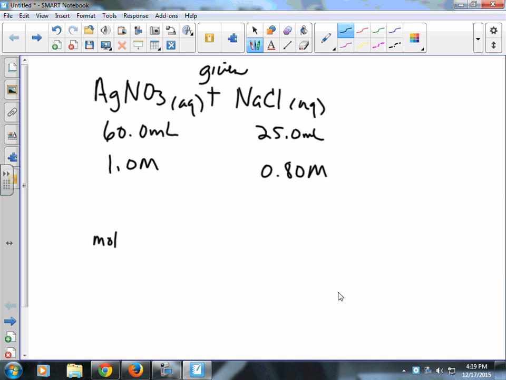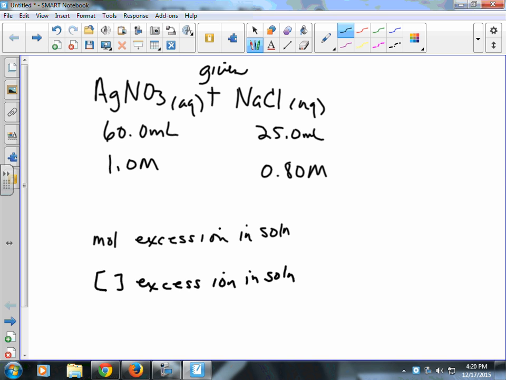In the bonus, you have to find moles of the excess ion in solution. Then you have to find the concentration of that excess ion in solution. And remember, concentration is moles per liter of solution. And then find the concentration of each spectator ion in solution.